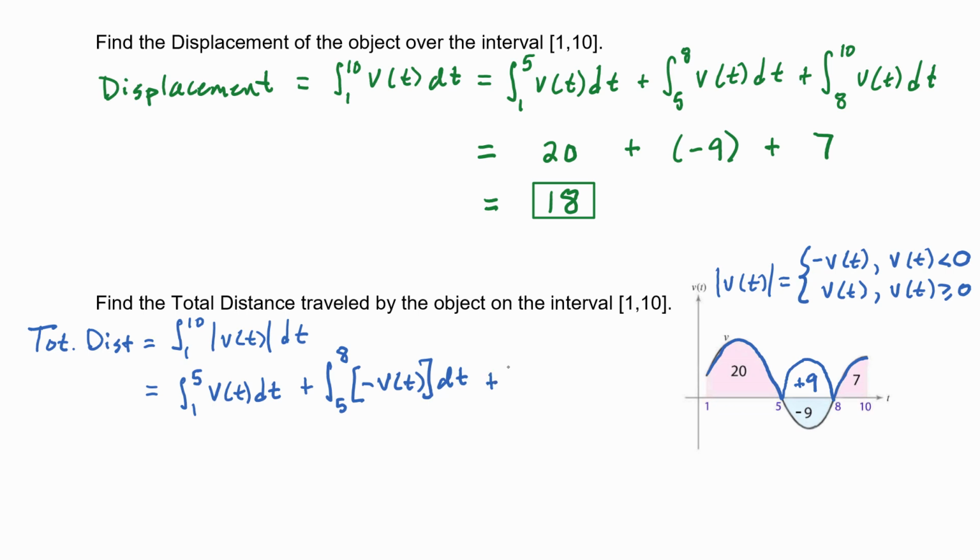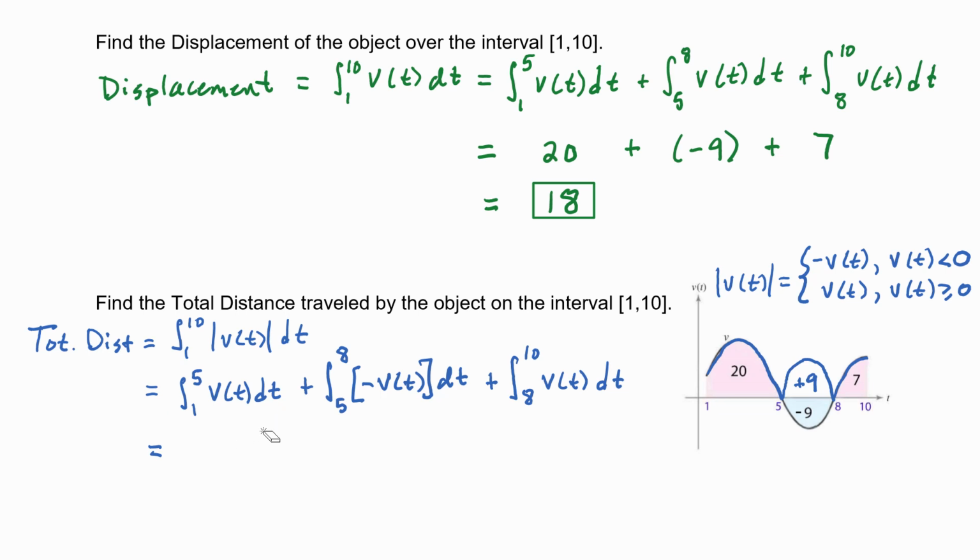Then we add to that the integral from 8 to 10, and since that part of the curve is above the x-axis, we get to do v of t dt. Now it's just a matter of plugging in those values.